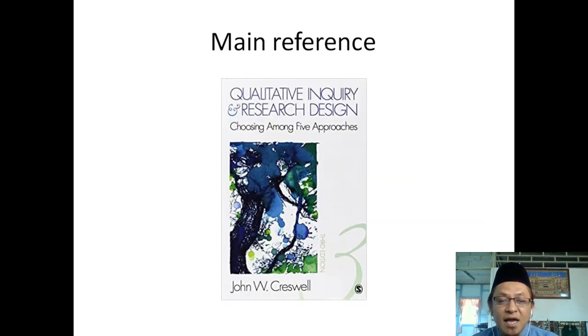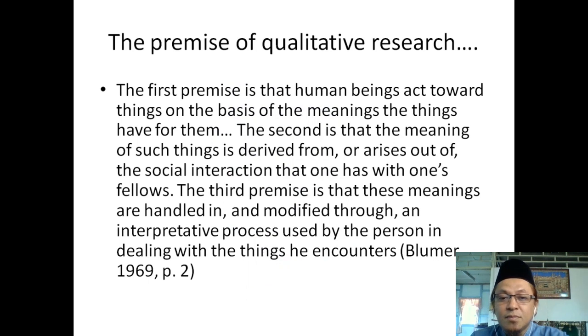Okay, so the slides that I have prepared for this discussion are based on this textbook from John W. Creswell, Qualitative Inquiry and Research Design: Choosing Among Five Approaches. So we are going to discuss five different approaches to qualitative research. All right, before we go further, let's go through what Blumer had said about this, something to do with qualitative research. So this is actually the premise why there is a need to have a different approach to doing research.